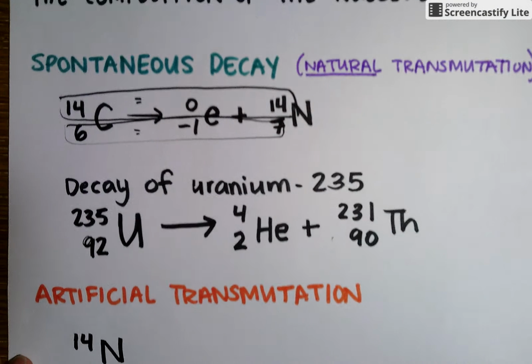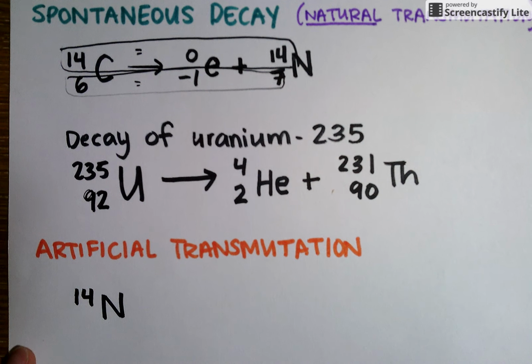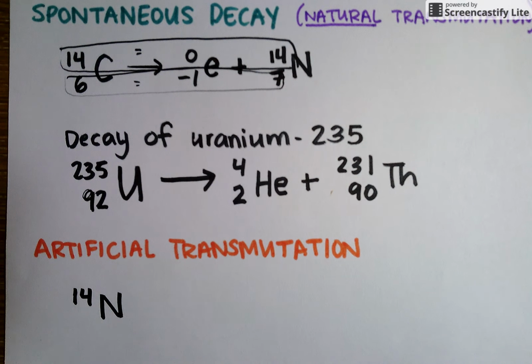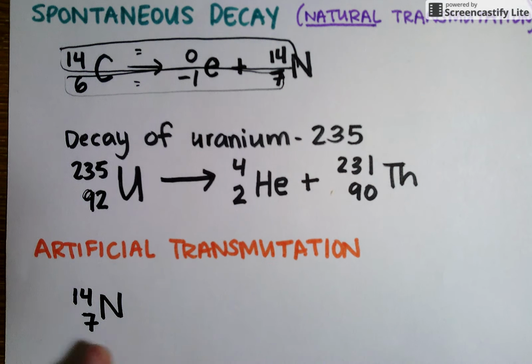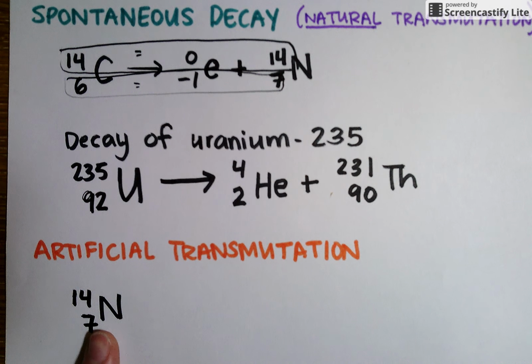This stands in contrast to artificial transmutation, where we're going to take a nucleus and we are going to make it change. That's the artificial part. We're going to force a change to this nucleus. Now, nitrogen, as we saw on the periodic table and in our previous example, has an atomic number of 7. And looking at this isotope of nitrogen, nitrogen 14, it has the same number of protons and neutrons. Now, the number of protons and neutrons doesn't have to be the same in order for a nucleus to be stable. However, it just so happens that this is a very stable atom of nitrogen. It really doesn't want to change.